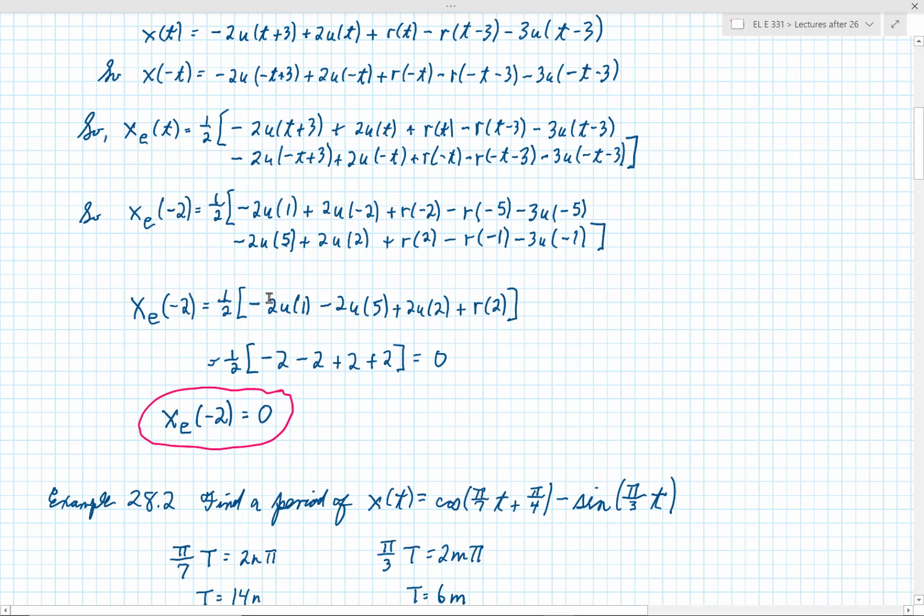And so now we evaluate those terms. u of 1 is 1, so -2 times 1 is -2. u of 5 is 1, so -2 times 1 is -2. u of 2 is 1, 2 times 1 is 2. And r of 2 is equal to 2, so we have a 2 here. And so this is 1/2 times -2 plus -2 plus 2 plus 2, or 0. So xe of -2 is equal to 0.